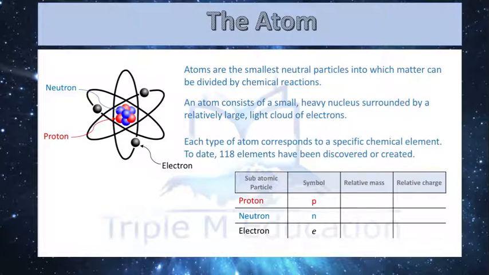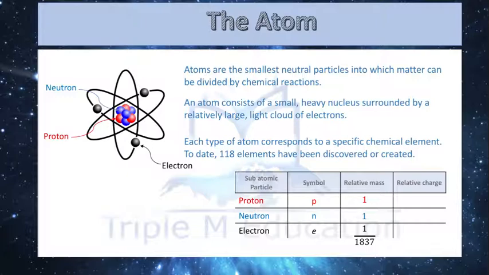We say a proton has a relative mass of 1. The neutron has a relative mass of 1. And the electron has a relative mass of 1 over 1,837. Sometimes you see this figure rounded to 1 over 1,840. The term relative mass relates to the fact that those are not units in grams or kilograms. They're relative to each other.